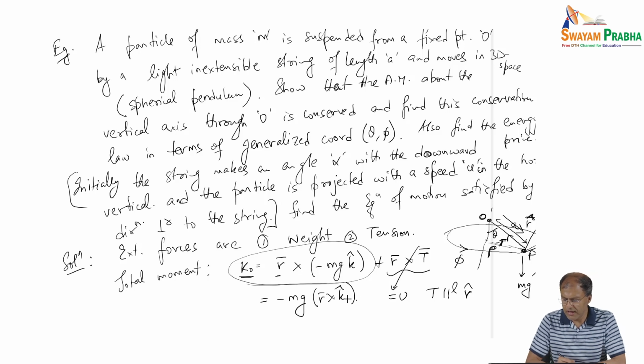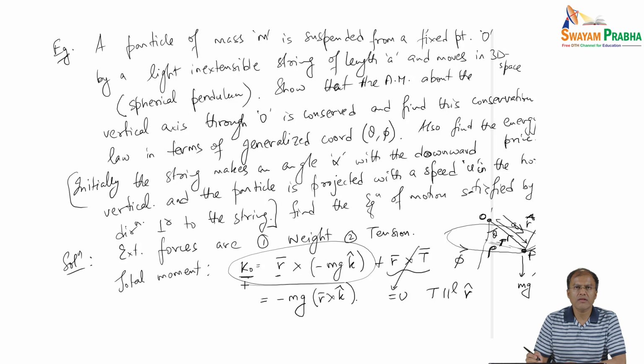So now if we take a dot product of this moment along the k direction, along the vertical direction, let us see what happens.